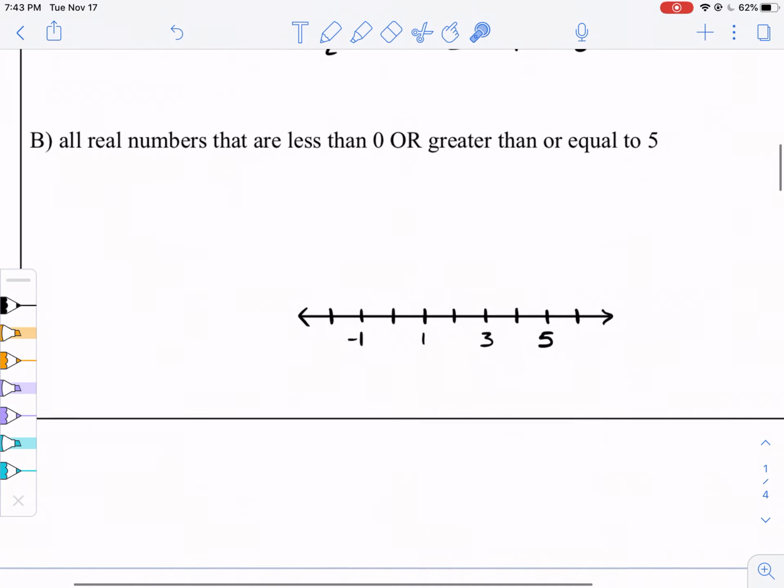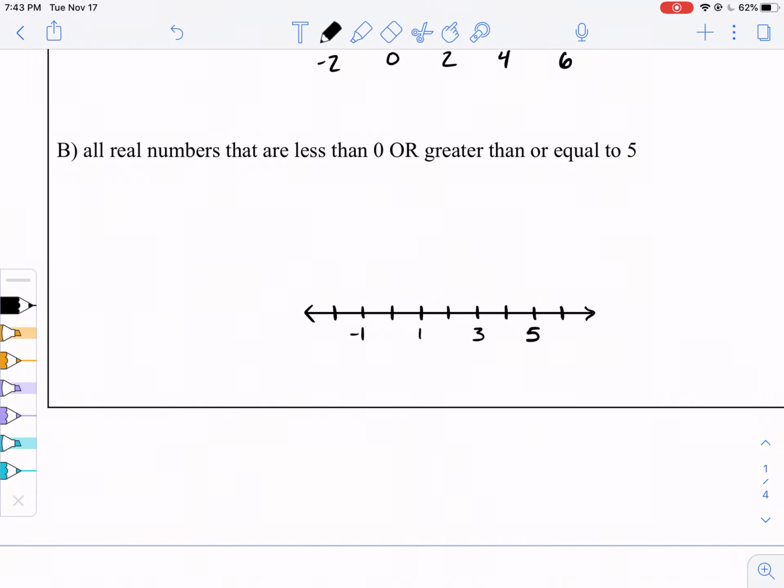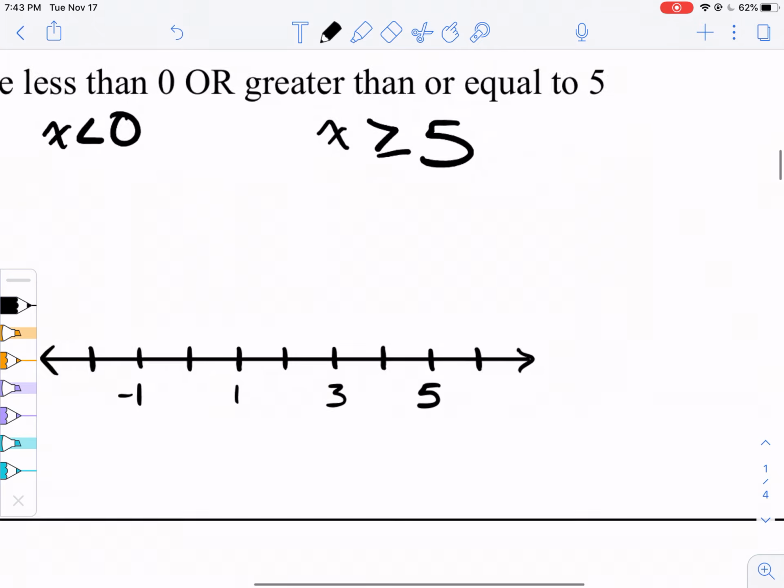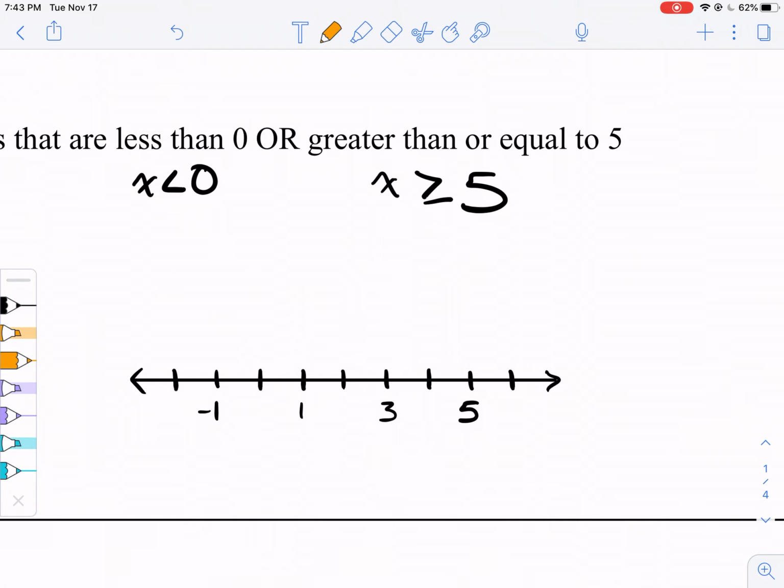Then here, all real numbers that are less than 0 or greater than or equal to 5. So we have x is less than 0 or x is greater than or equal to 5. We're going to put both of those on our number line. So x is less than 0. 0 is right here. We go this way. Or x is greater than or equal to 5. Go this way. So now that we know where we're going, we can make our graphs a little bit bigger. Ta-da! That's it. That's literally all you do.